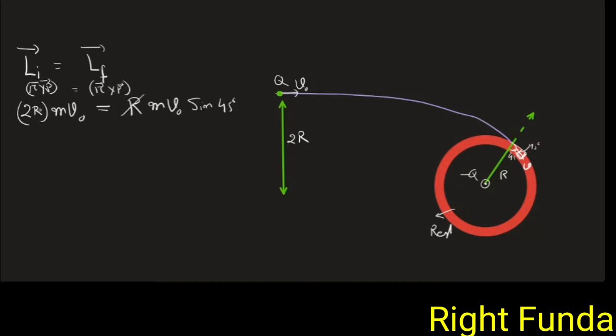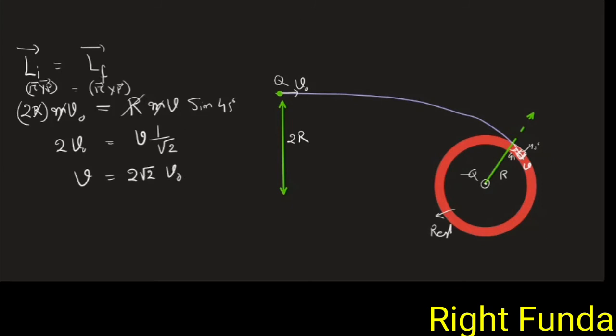So if I see this, this r and this r get cancelled, this m and m get cancelled, and I got 2 v naught is equal to v into 1 by root 2. This is not v; at this point, the velocity is v. So I got v is equal to 2 root 2 v naught.